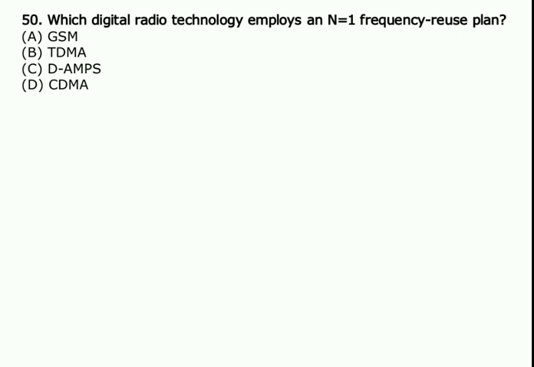So this is all about the questions asked in the previous year, that is UGC NET June 2007. These are all 50 questions asked in the NET 2007 June exam.